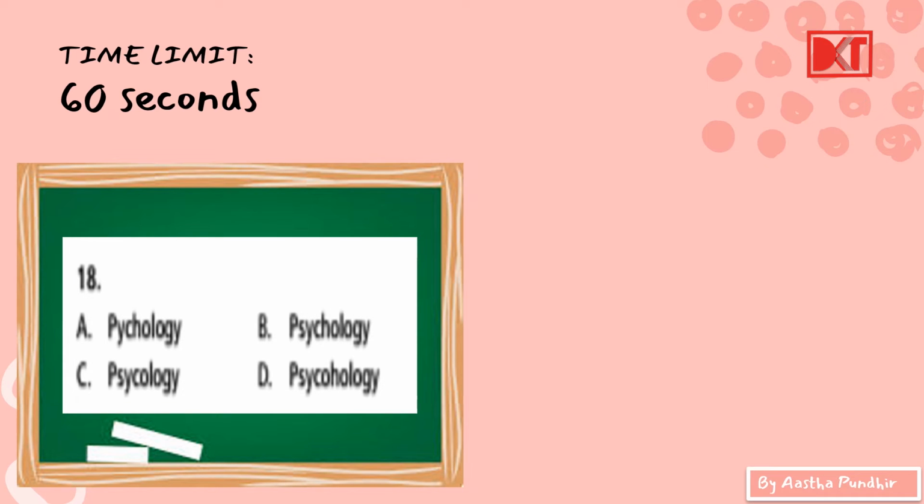All right, here we have the next word, psychology. Psychology, the correct spelling is B, P-S-Y-C-H-O-L-O-G-Y. It's a field of study which actually studies the human mind, its functions, its mental characteristics, the attitude, behavior, personality of people. Okay.